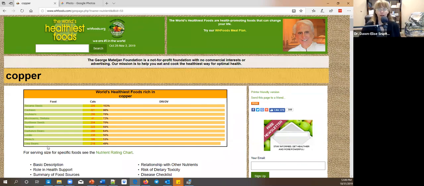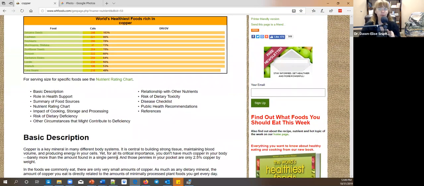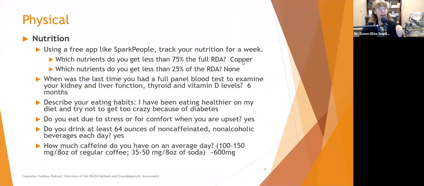Why is copper important? Well, copper is a key mineral in building strong tissue, maintaining blood volume, and producing energy in your cells. If you're not getting enough copper, you can feel fatigued and have difficulty concentrating. Another thing in the American diet, we don't know this about Tom, but in the American diet, we typically eat a lot of beef and a lot of grains that are enriched with zinc. Too much zinc in our diet prohibits the absorption of copper. So not only is it hard to get enough copper, but if we're getting too much zinc, any copper that we do get is not getting absorbed as effectively.